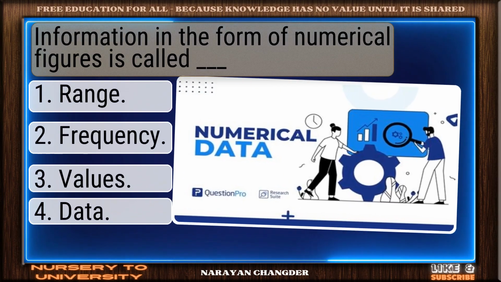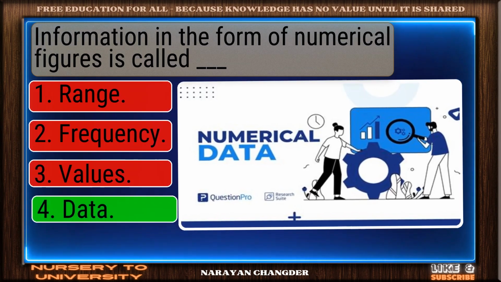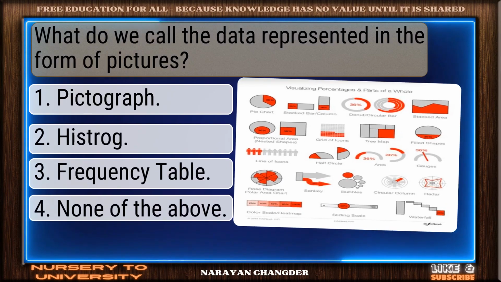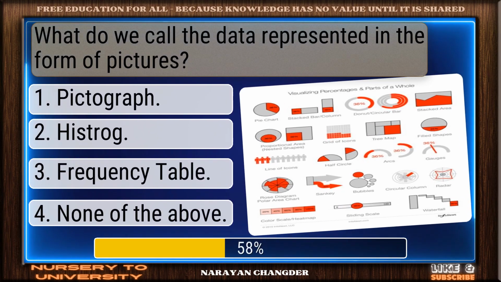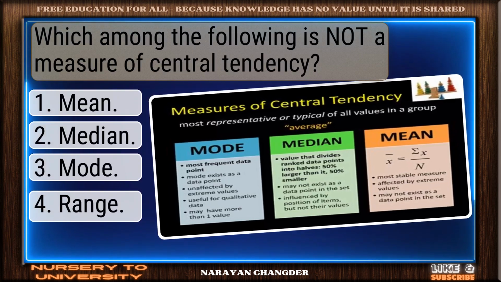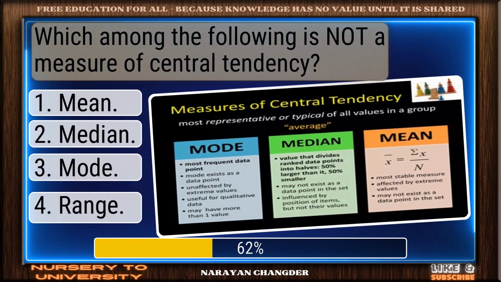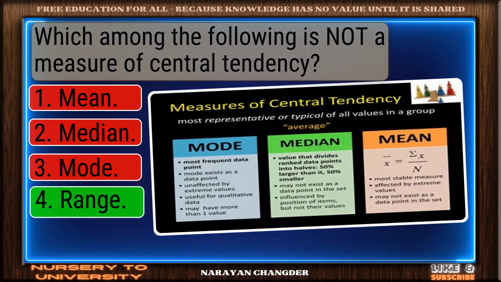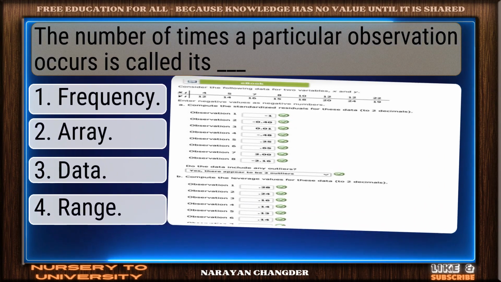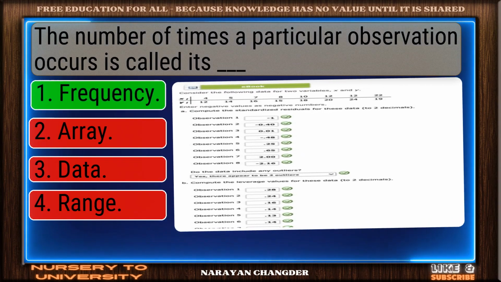Information in the form of numerical figures is called dash. Great thinking. Data is right. What do we call the data represented in the form of pictures? Excellent. Pictograph is well reasoned. Which among the following is not a measure of central tendency? Clear logic. Range is sound. The number of times a particular observation occurs is called its dash. Well done. Frequency is right.